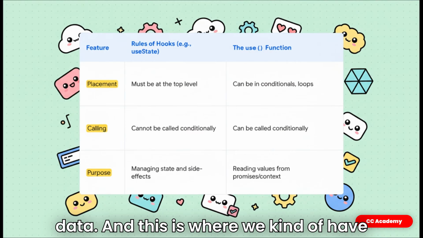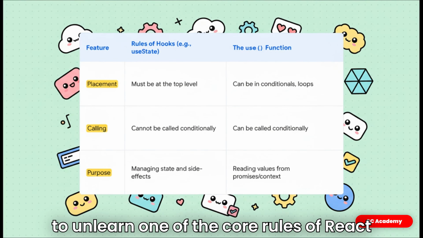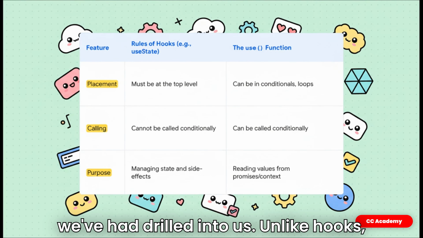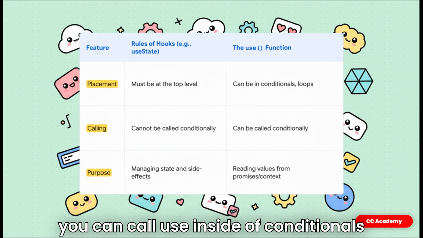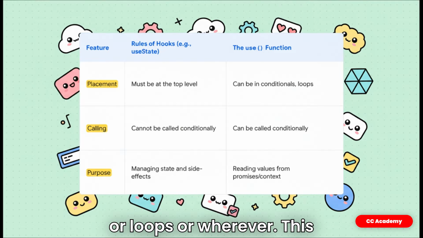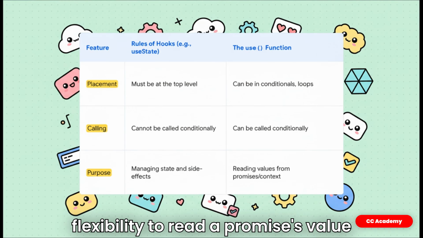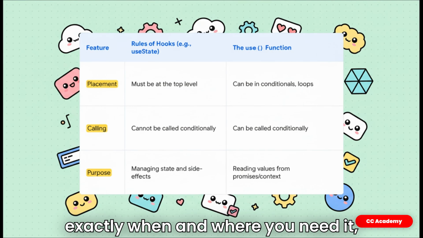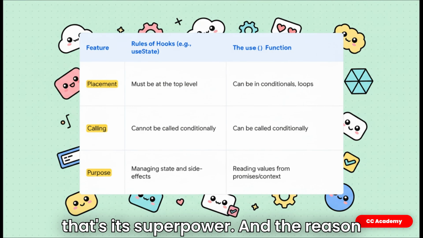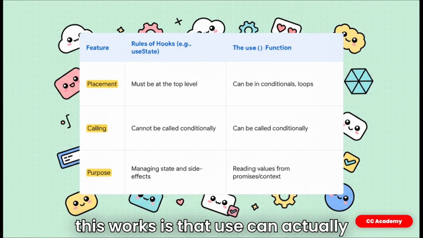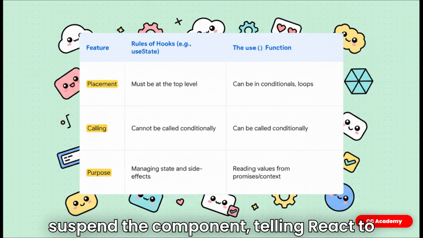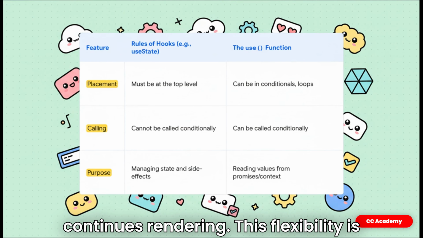And this is where we kind of have to unlearn one of the core rules of React we've had drilled into us. Unlike hooks, you can call use inside of conditionals or loops or wherever. This flexibility to read a promise's value exactly when and where you need it, that's its superpower. And the reason this works is that use can actually suspend the component, telling React to just wait for the data before it continues rendering.